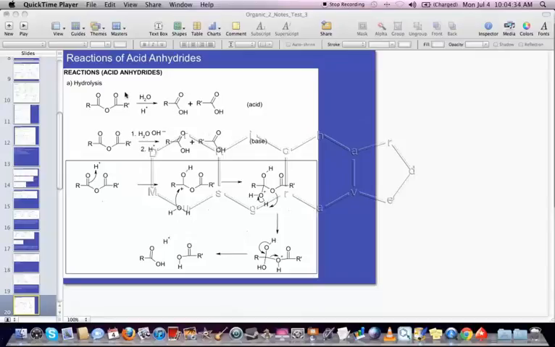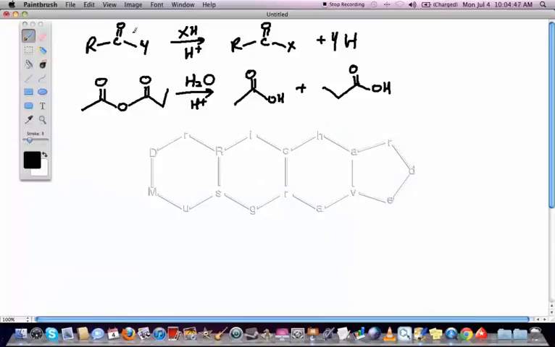Right, let's talk about some reactions of acid anhydrides. The first one being hydrolysis, and we'll first of all concentrate on the acid catalyzed reaction. And again, we'll see that we'll follow the same pattern as we've been talking about. We'll follow the acid pattern, and you can see that the Y group will end up being this group here.